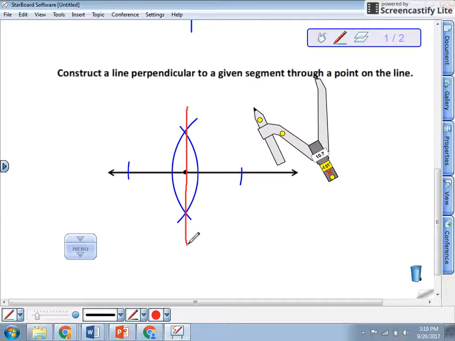Now, once we made that straight line, again, create that perpendicular symbol so we know that we've created a 90-degree perpendicular segment, so that you form 90-degree angles. All right, one more we'll take a look at. That's perpendicular. Now let's take a look at parallel.